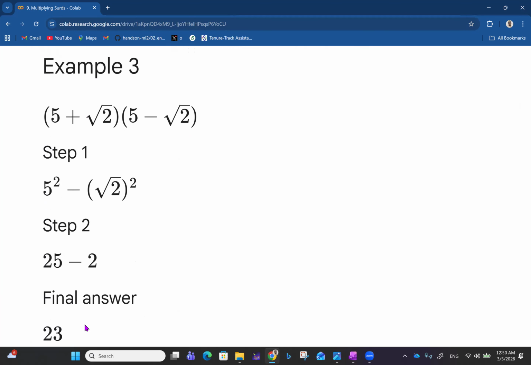For example 3, you have 5 plus root 2 into 5 minus root 2. Plus here, minus here. So just the difference of two squares. So 5 squared minus root 2 squared. 5 squared is 25. Root 2 squared is 2. Final answer is 23 because 25 minus 2 is 23.